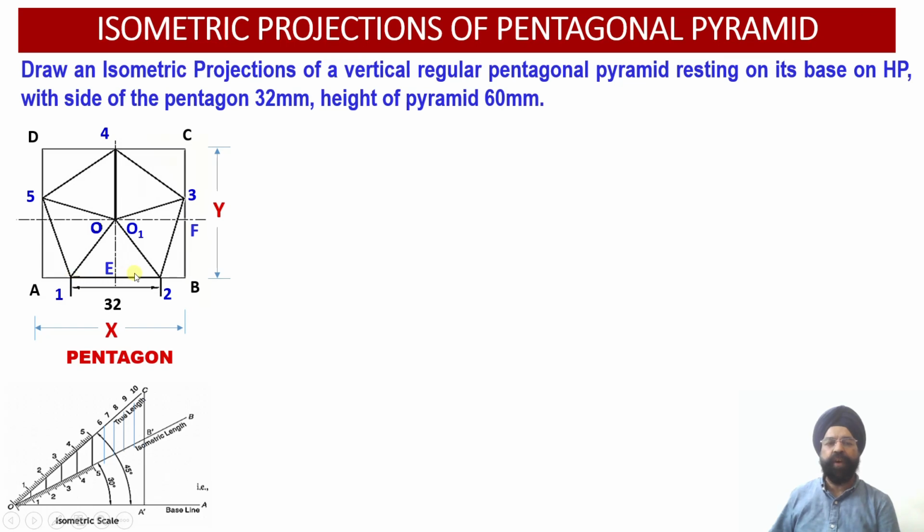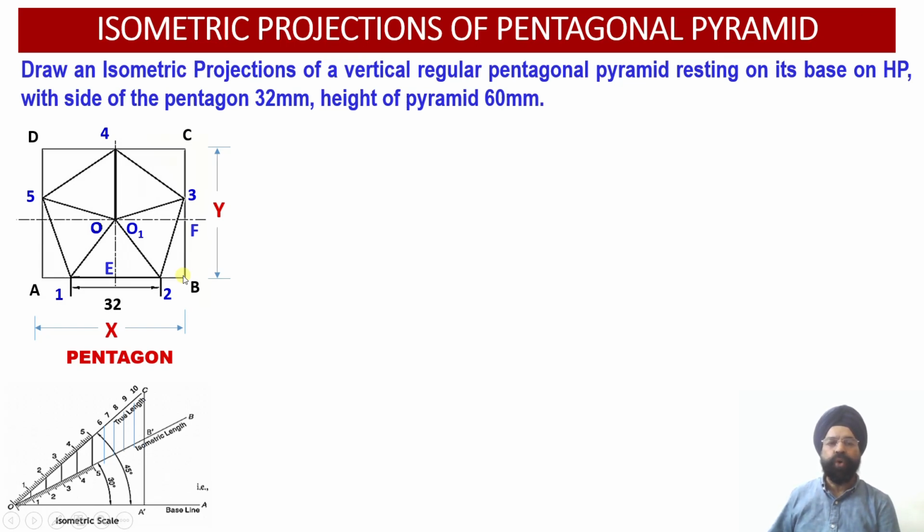In the base we have observed that one edge will be lying on the isometric axis, whereas the remaining four edges of this pentagonal base are non-isometric lines. So we cannot construct the non-isometric lines straight away onto the isometric projections. Why? Because the angles are not preserved in the isometric projections, and even the shape of this pentagon will not be preserved.